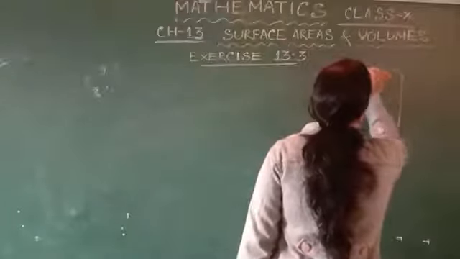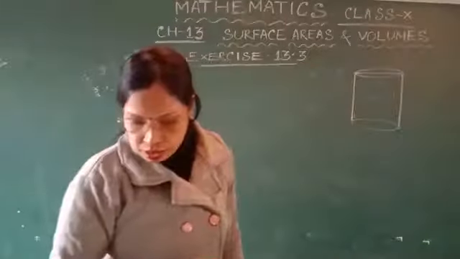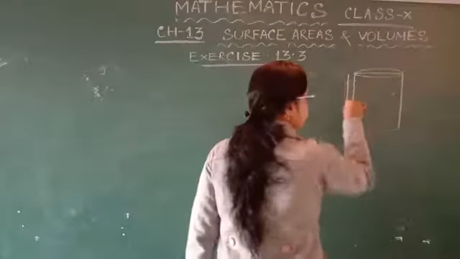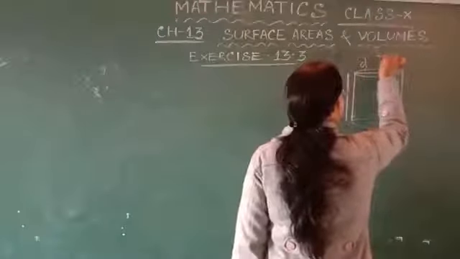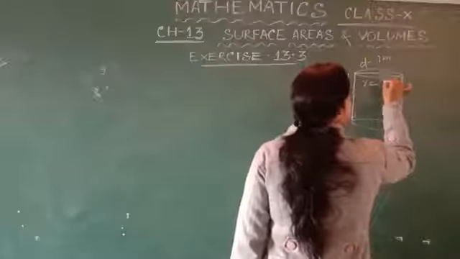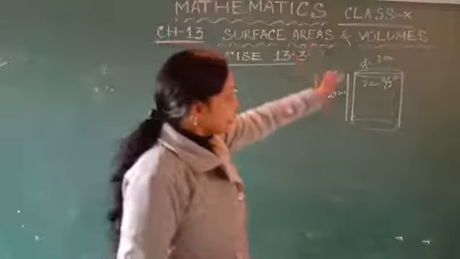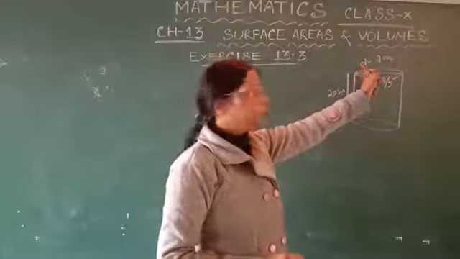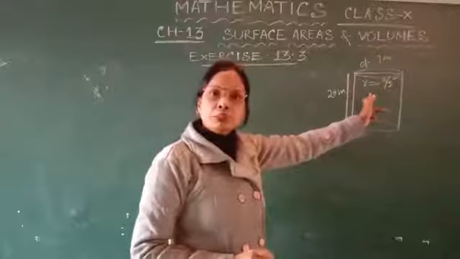That means the diameter of this well is how much? 7 meter, and the depth of this well is 20 meter. The diameter D is equal to 7 meter, so the radius is equal to 7 upon 2 meter. The depth of the well is 20 meter and the diameter is 7 meter, so the radius is 7 upon 2.